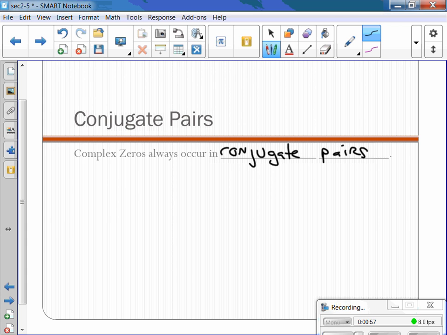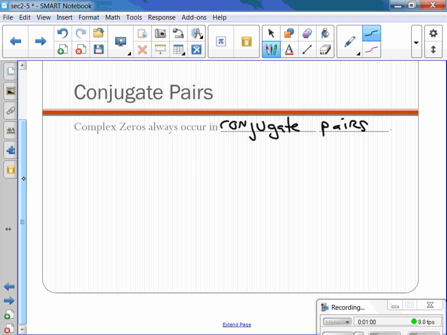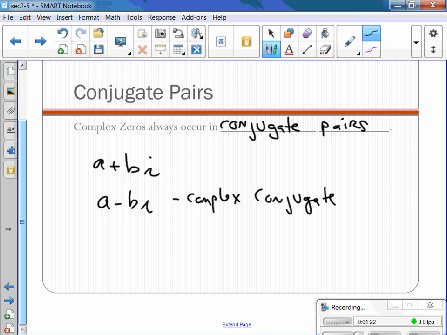What is a conjugate again? A complex conjugate. Here's my one complex zero, a plus bi. What else? What is its complex conjugate? Absolutely. All we're doing is changing that middle sign. I don't put a negative on that a or anything like that. It's just if you take plus bi in front of that imaginary part, that's one that doesn't change. All right?